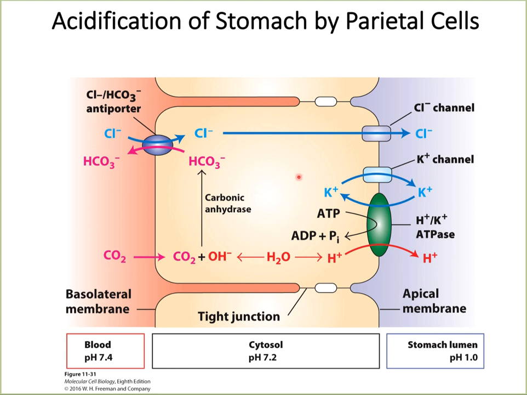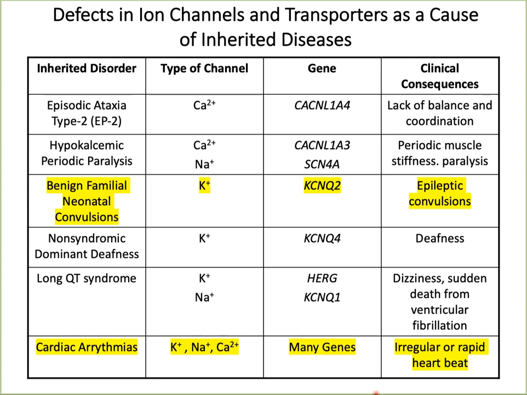In the basolateral membrane, CO2 passively diffuses from the blood into the cell, and the anion antiporter exchanges the bicarbonate and the chloride ions. There are a number of drugs available in the market, many of them OTC, that are proton pump inhibitor drugs. They inhibit this pump to decrease stomach acid secretion to treat heartburn and acidity.